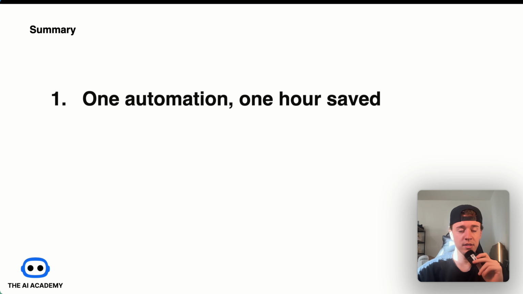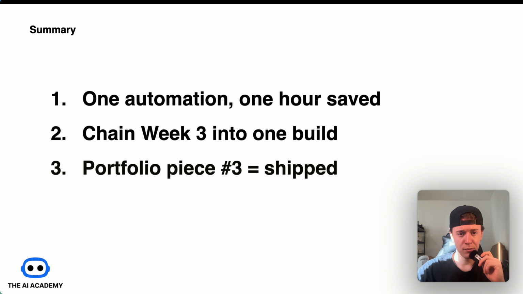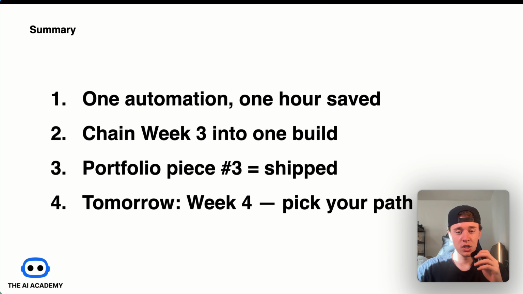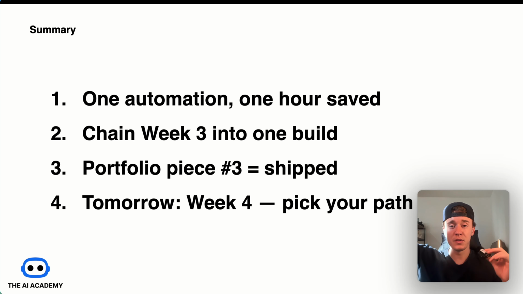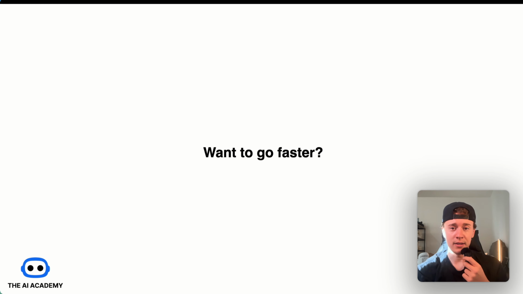A summary of what we covered today: 1 automation, 1 hour saved minimum. We're chaining week 3 together into one build. Portfolio piece 3 is now shipped. And then tomorrow, we're going to start week 4 where you're going to pick your path. This is a pretty cool week. This is where I show you how we can expand what we've learned in our portfolio. And I think you guys will get a ton of value out of it.